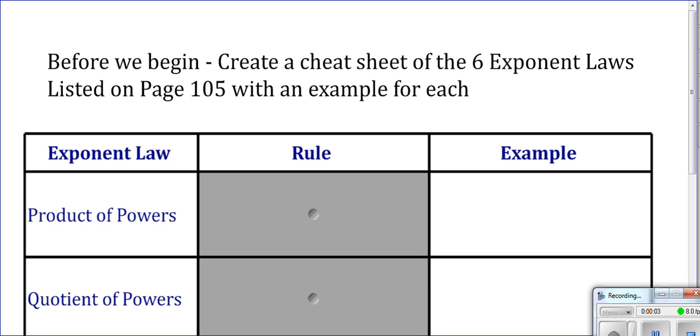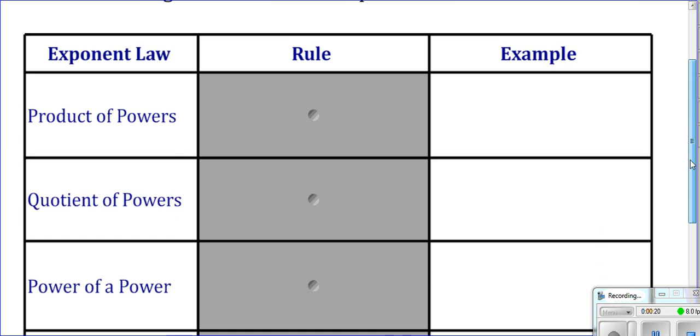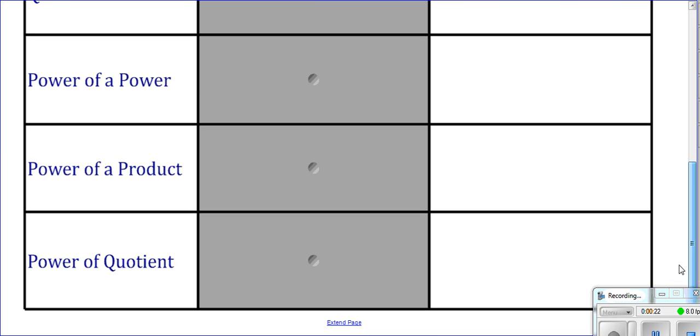So before we begin lesson 3 for chapter 3, powers and exponents, I would like you to take a minute and look at the front page of your notes on the back of your outline. And it has some space for you to create a cheat sheet for all of the different exponent laws we're going to be talking about.